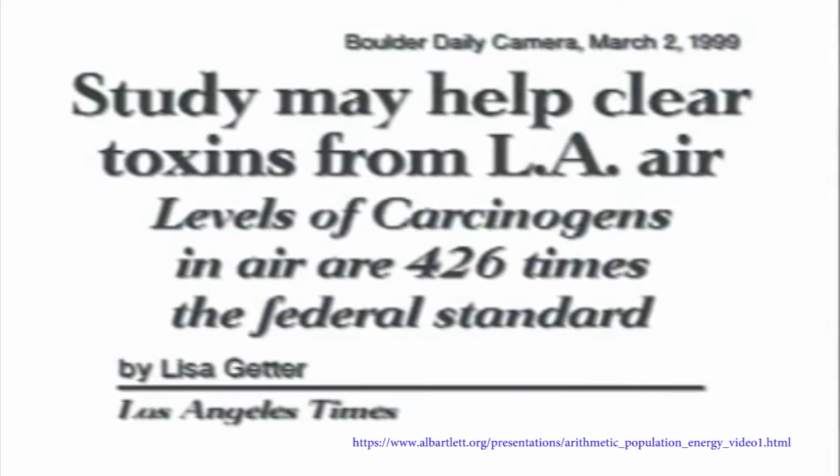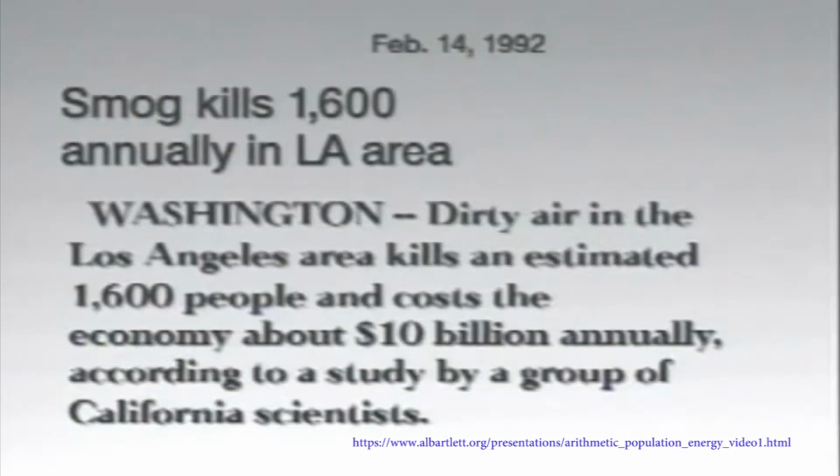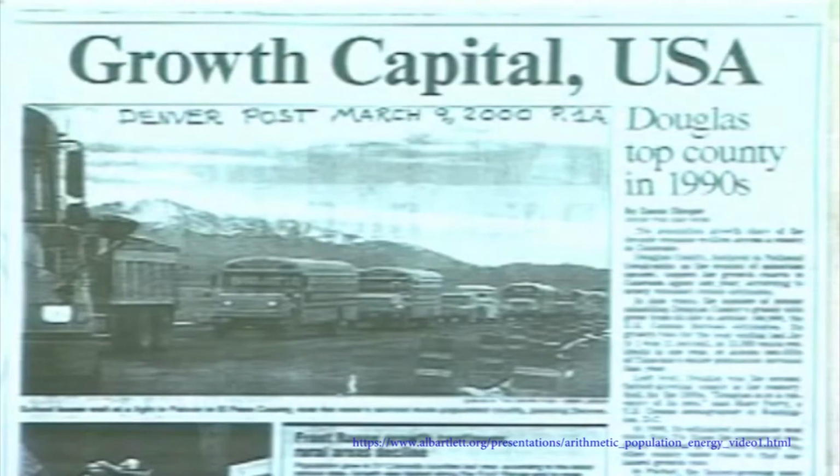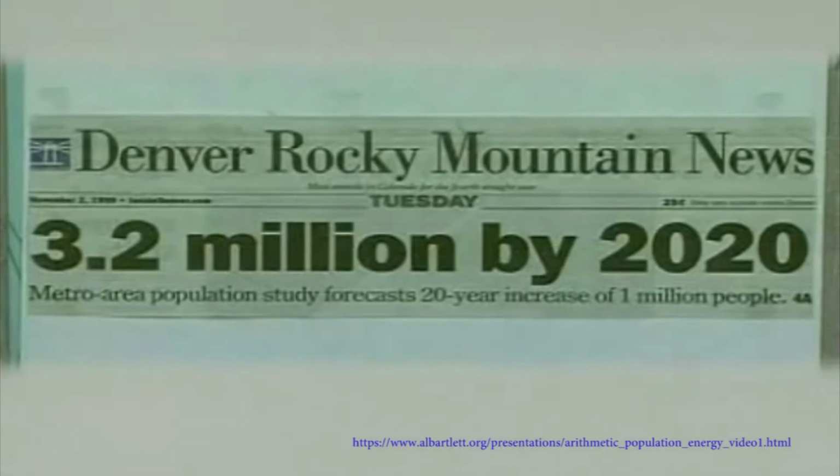Here's an interesting headline from Los Angeles. That headline probably has something to do with this headline. So, well, how are we doing in Colorado? The Denver Post tells us that we're the growth capital of the USA and proud of it. The Rocky Mountain News tells us to expect another 1 million people in the Front Range in the next 20 years. But in the Post, there was an interesting story.